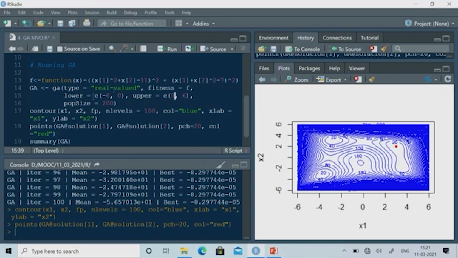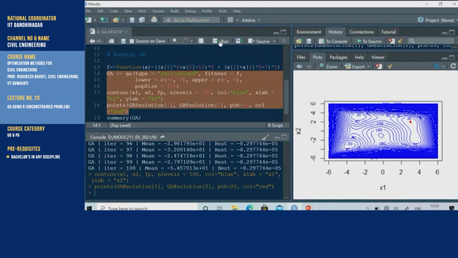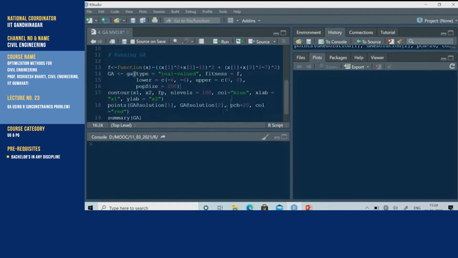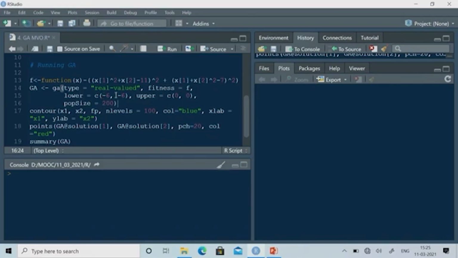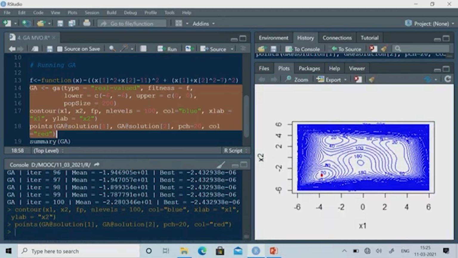In that case, I should get the solution in the second quadrant. So, let us see whether I am getting the solution in the second quadrant. Yeah, I am getting the solution in the second quadrant. Similarly, you can change this. In order to get the solution in the third quadrant, let us put x1 between minus 6 and 0 and x2 also between minus 6 and 0, and if I execute these particular lines, then I should get the solution in the third quadrant.